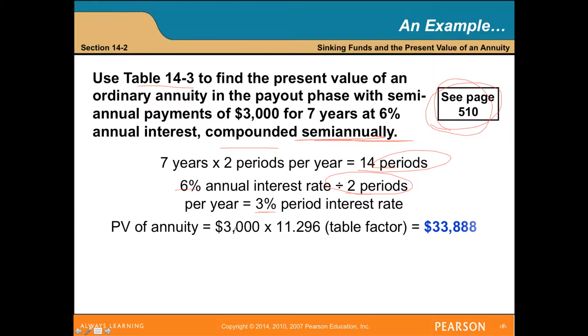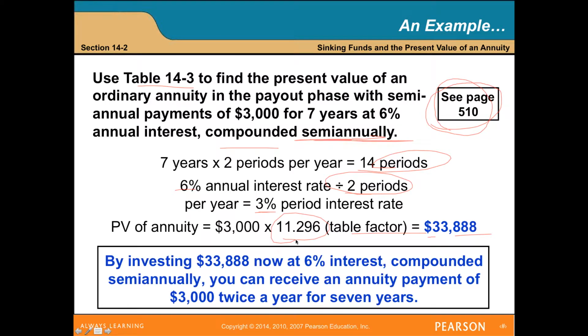So the PV of the annuity is 3,000 times 11.296, which is the factor that we get in the table, and that gives us 33,888. And of course, if you have the Texas Instruments financial analyst calculator, you don't have to look for this factor. By investing, so what does this mean? By investing $33,888 now at 6% interest, compounded semi-annually, you can receive an annuity payment of $3,000 twice a year for 7 years.